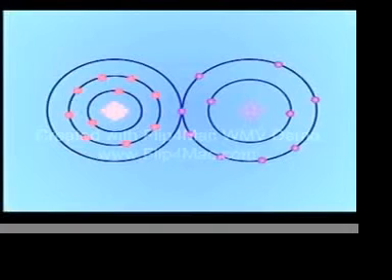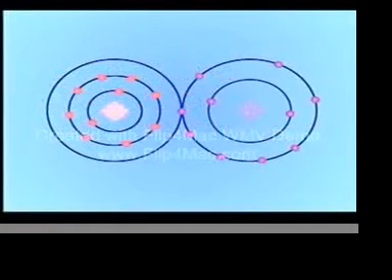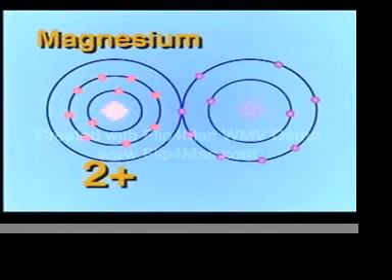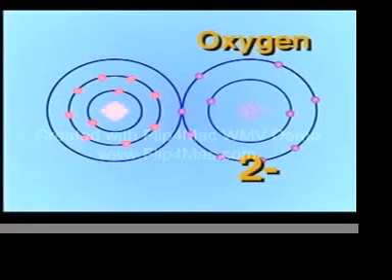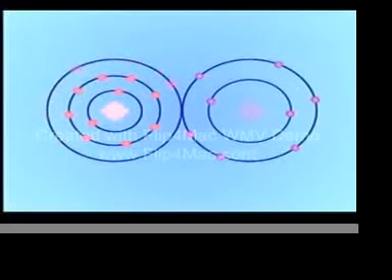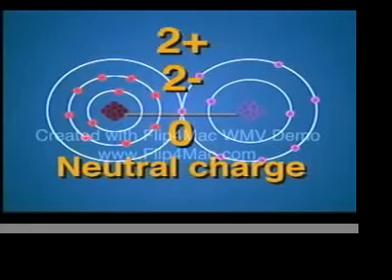Atoms with a positive or negative charge are called ions. In our example, the magnesium is written 2+. It has a positive charge because it has lost 2 electrons. The oxygen is written 2-. The oxygen has a negative charge because it gained 2 electrons, but when the magnesium and oxygen combined to form magnesium oxide, it has an overall neutral charge, with the positive and negative ions canceling each other out.